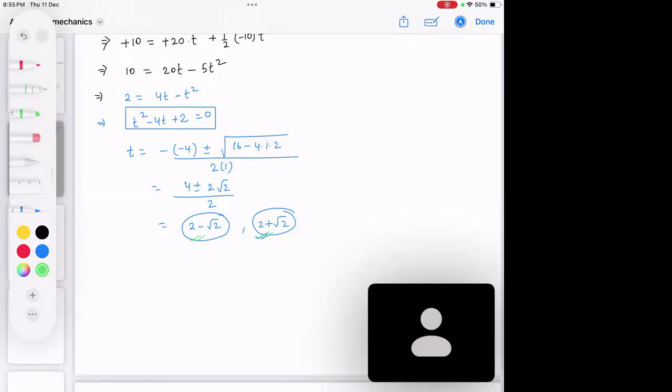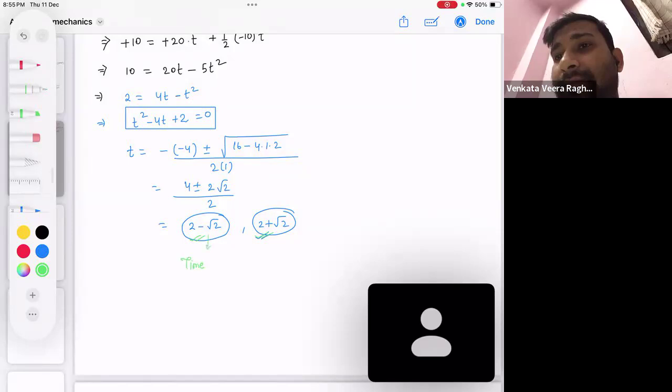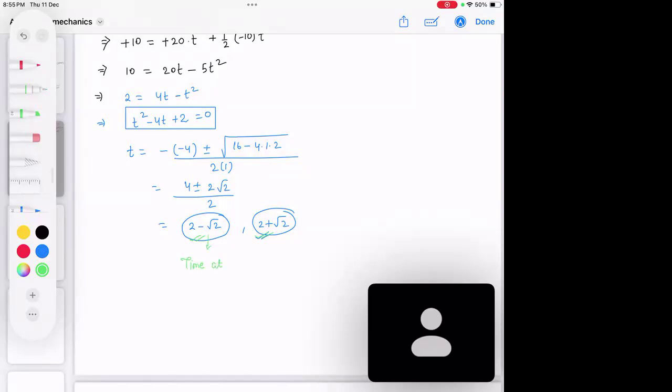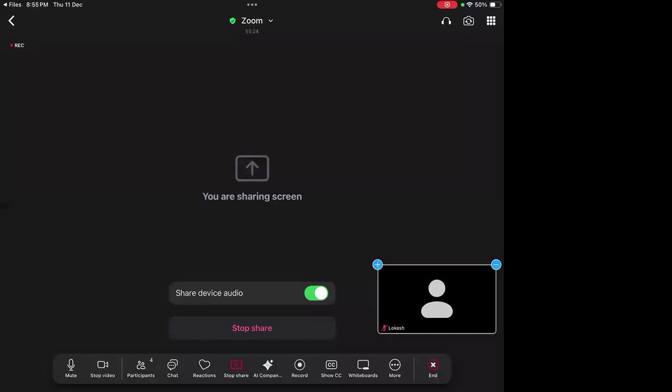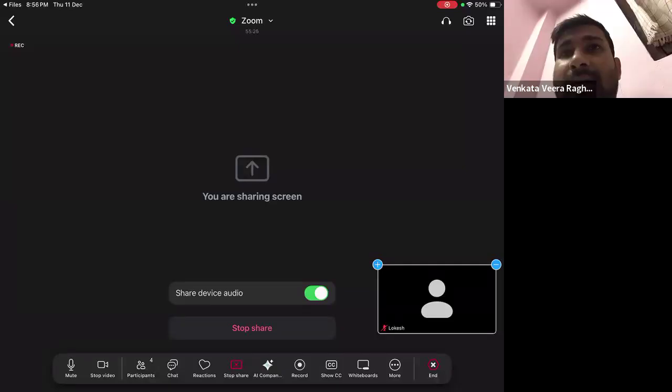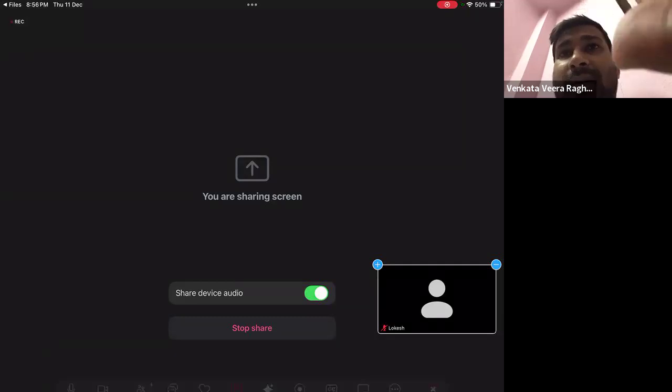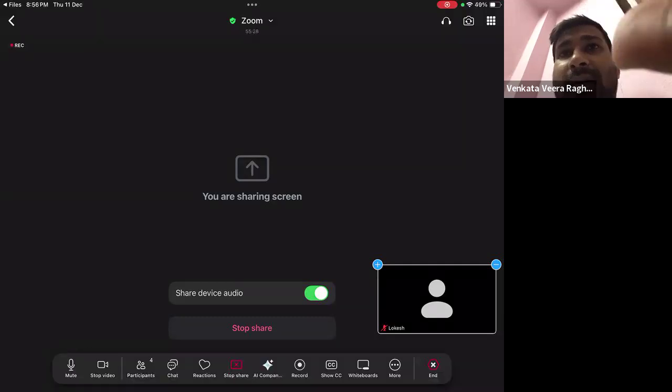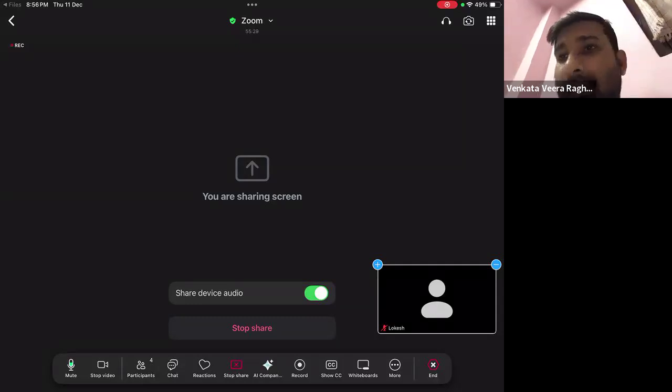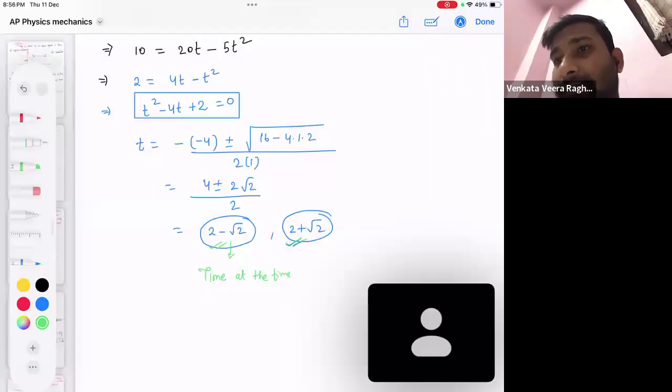So this will be the time in the ascent. You can say that time in the ascent journey. This is the time at the time of ascent.